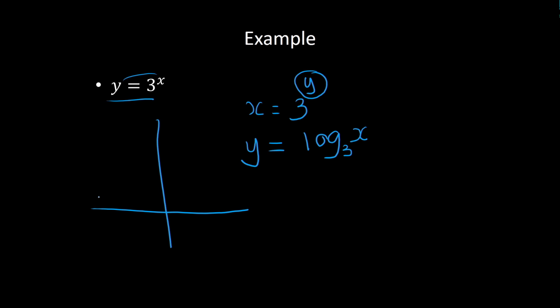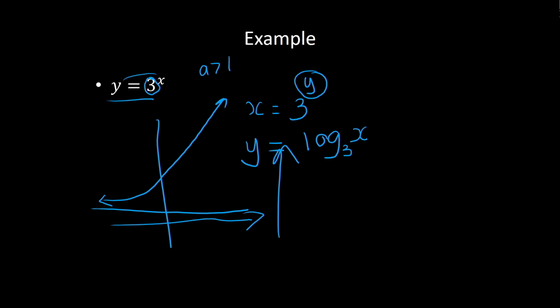It is an increasing exponential function. How do I know that? Because this base here is greater than 1. So if a is greater than 1, you will have an increasing exponential function. What that means is as your x values increase, your y values increase as well. All right? So when we draw the graph, we will have an increasing exponential graph. So therefore, our log graph will also be an increasing function.